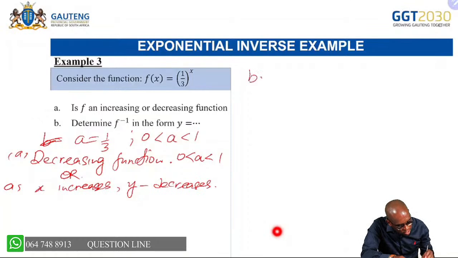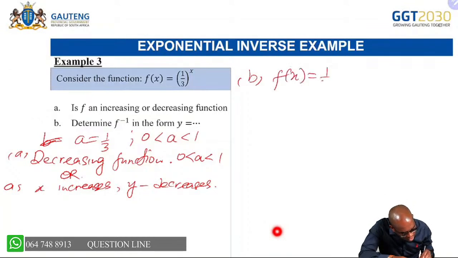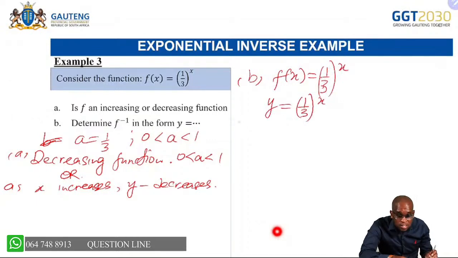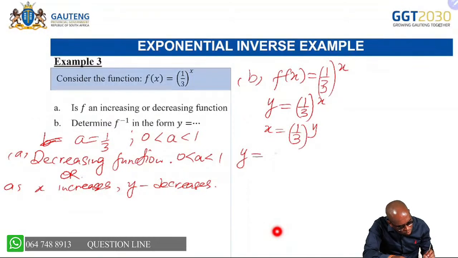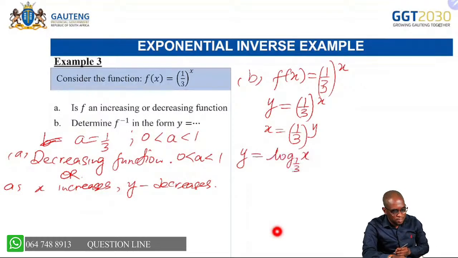Now the second question, they want us to determine the equation of the inverse in that form. So our function, remember, is f of x equals a third to the x. So y equals a third to the x. For the inverse, we interchange x and y first. So we have x equals a third to the y, which means that y would be the log of x to the base of a third.